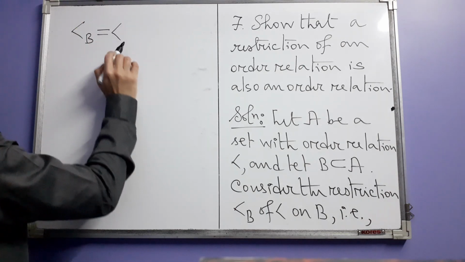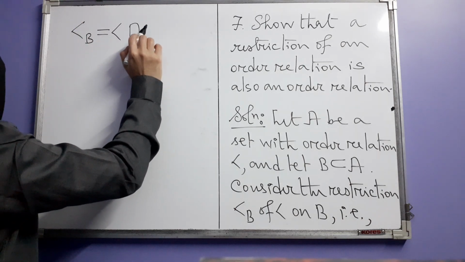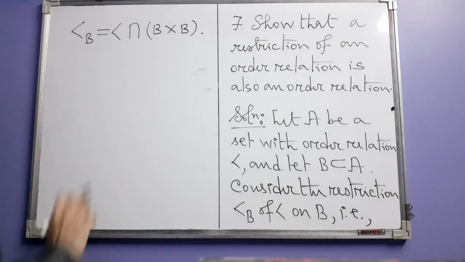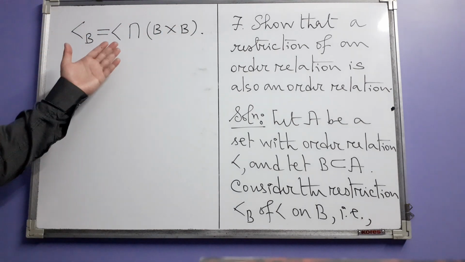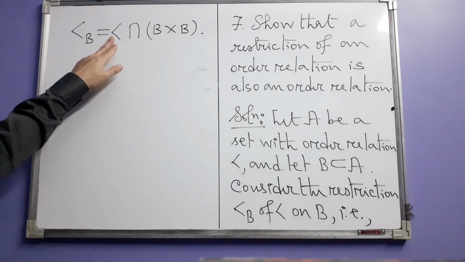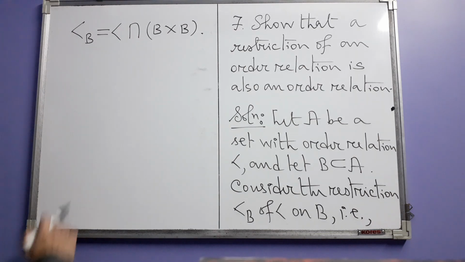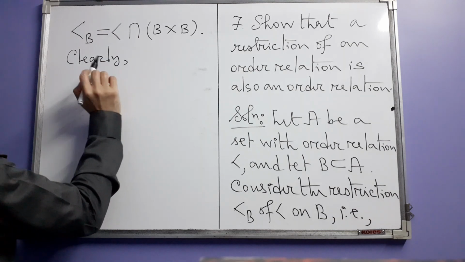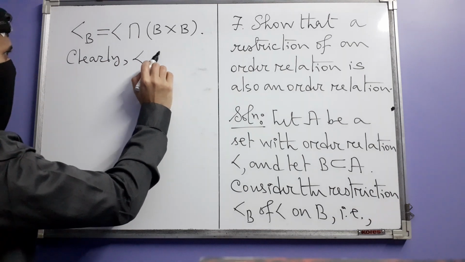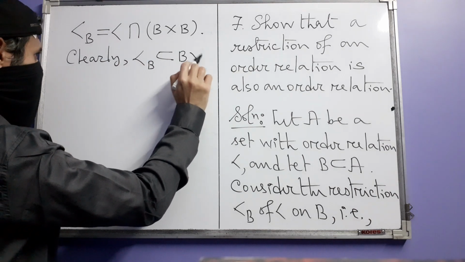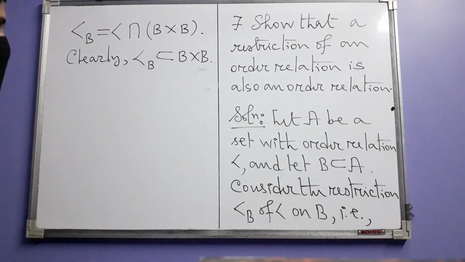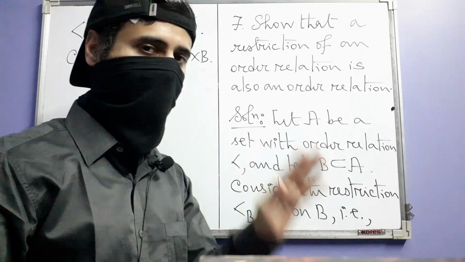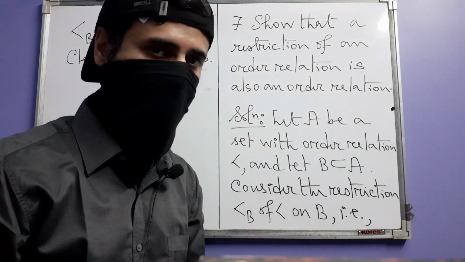This is the intersection of this relation and B times B. Okay, this looks very strange, but do not forget that this is a subset of A times A. Clearly, this is a subset of B times B. That means, by definition, this restriction is a legitimate binary relation on B.